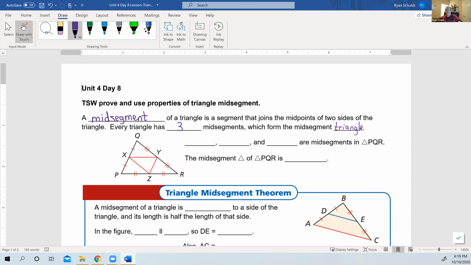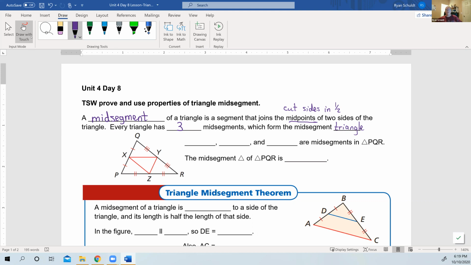Just in case you forgot what a midpoint was, which made you totally confused: remember, a midpoint cuts a side in half. So it cuts the sides in half. Each midsegment is a segment that joins two of the midpoints together. That's why we have three, which make their own little triangle.